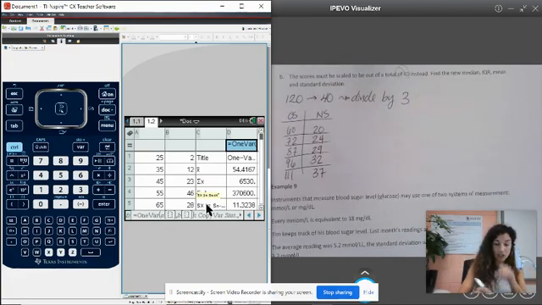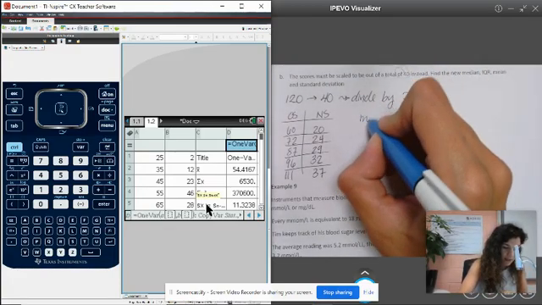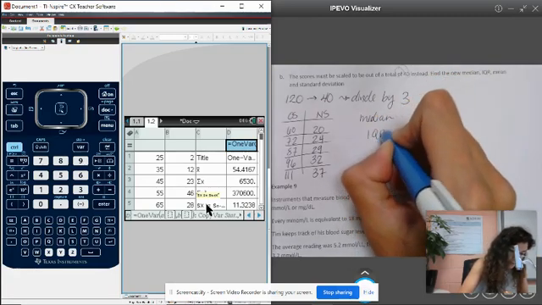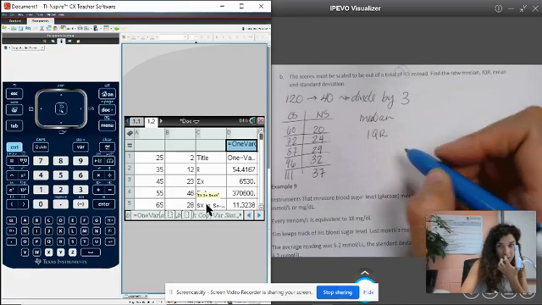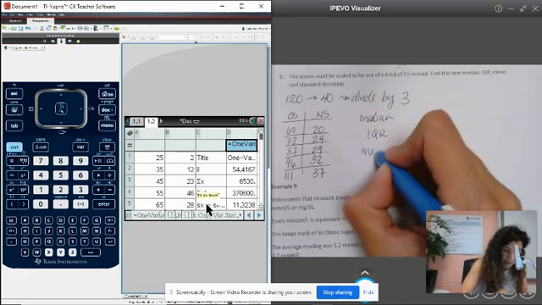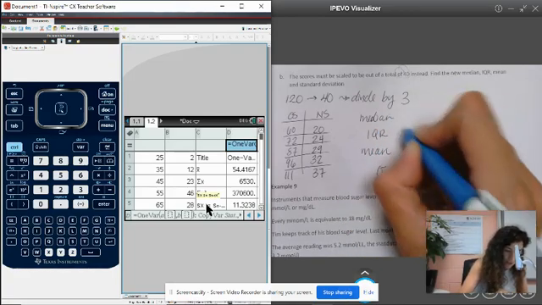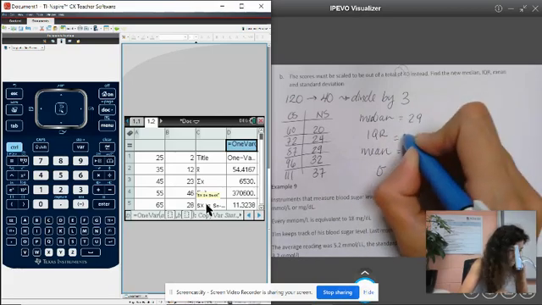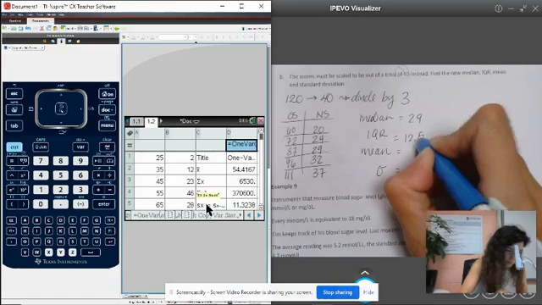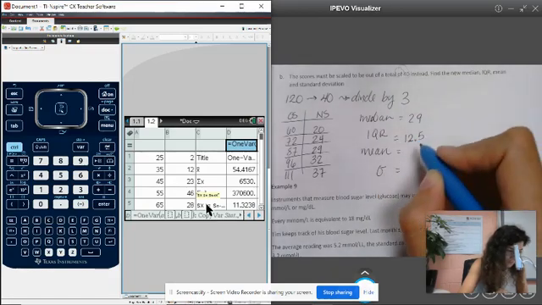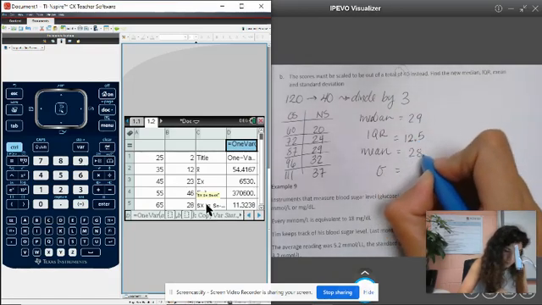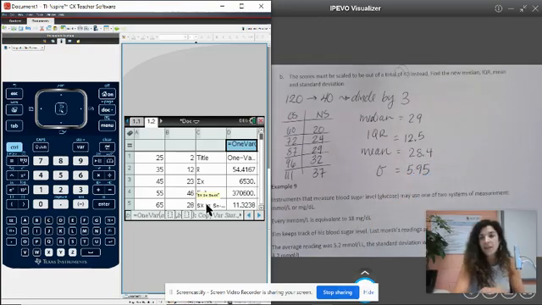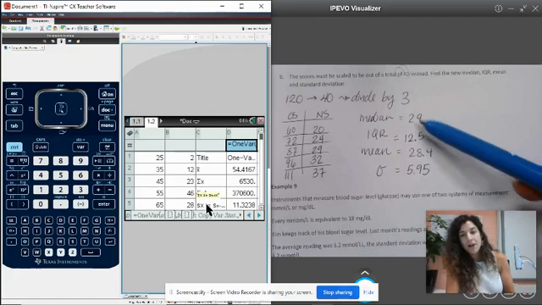So I want you to go ahead and now find the new median, IQR, interquartile range, mean, and standard deviation. These are the numbers you should be getting on your calculator.